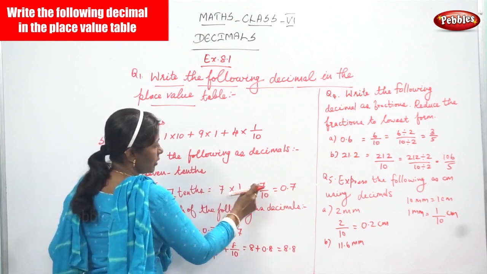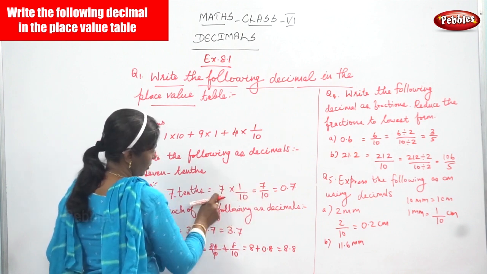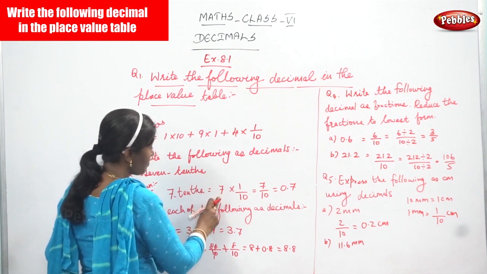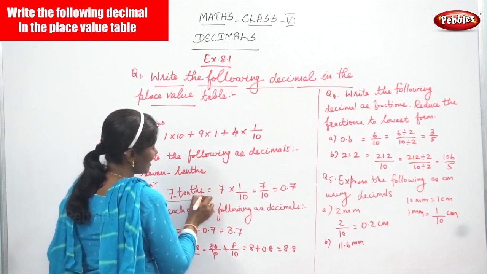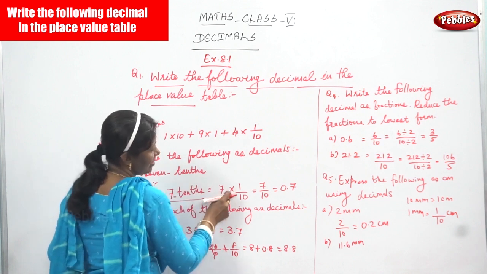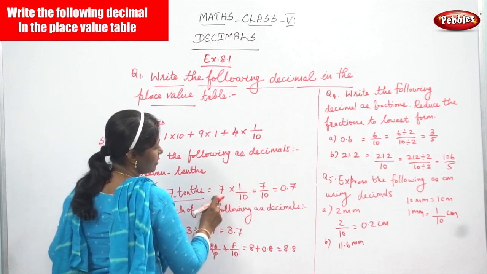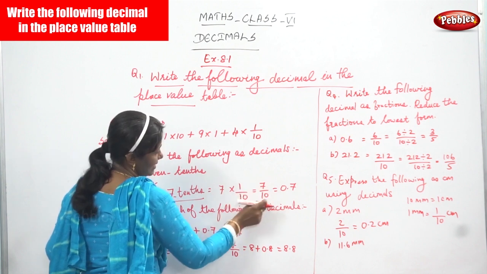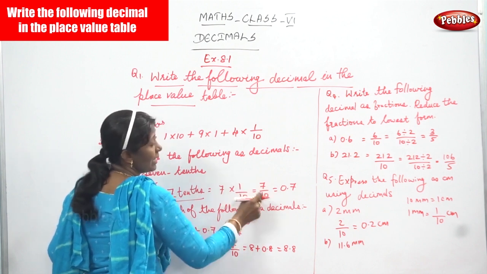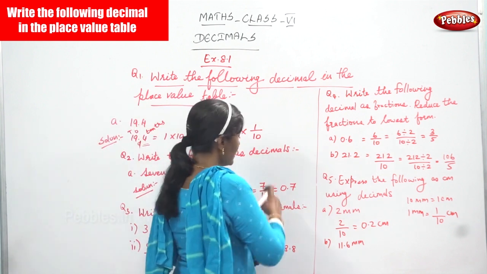So 7 into 1 you get 7, over 10. 7 you have to write as the whole number, and the next term is tenths. So this completely is called 7 tenths. That is, 7 into 1 by 10. This is completely a single form. Okay, so 7 into 1 by 10, 7 into 1 you get 7 divided by 10. This is the exact form of 7 tenths. 7 tenths means this is a fraction form, 7 by 10.